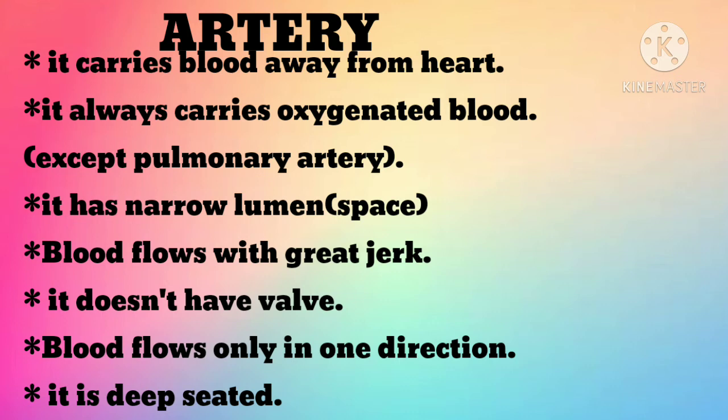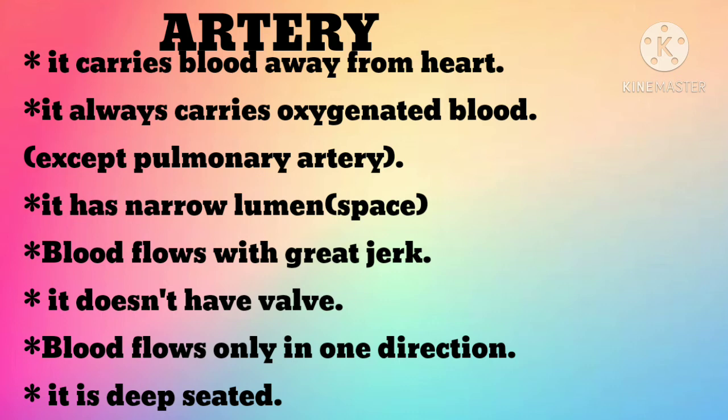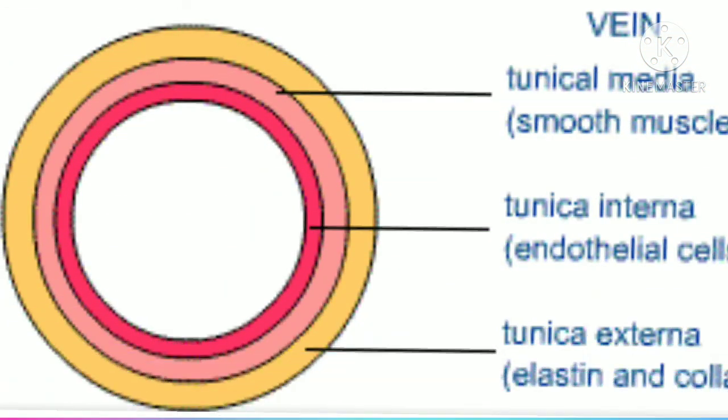What do we mean by valves? Valves are flap-like structures which prevent backflow of the blood, and they are only found in veins, not in arteries, because arteries carry blood from the heart to the different parts of the body. That means only in one direction, from upwards to downwards. If we talk about the location of the arteries, they are deep seated under our skin, which are not visible to us. We cannot see them, right? So this is about the features of arteries.